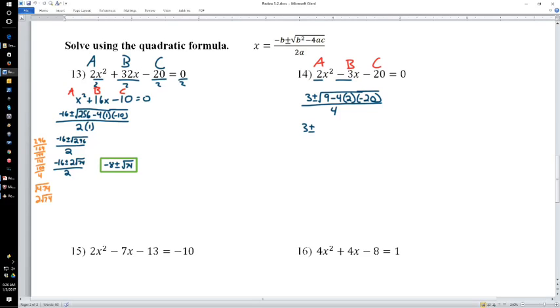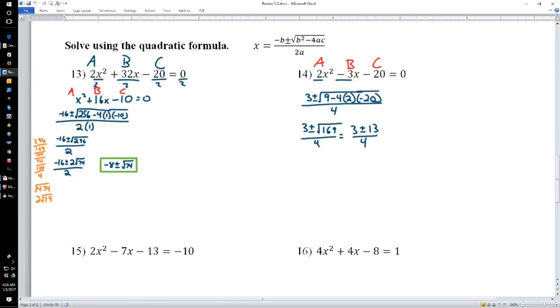And then I'm going to plug everything underneath this radical into the calculator and see what I get. And I get 169. Oop, wrong color. I get 169 divided by 4. And if you recall, 169 is a perfect square, so this equals 3 plus or minus 13 divided by 4.